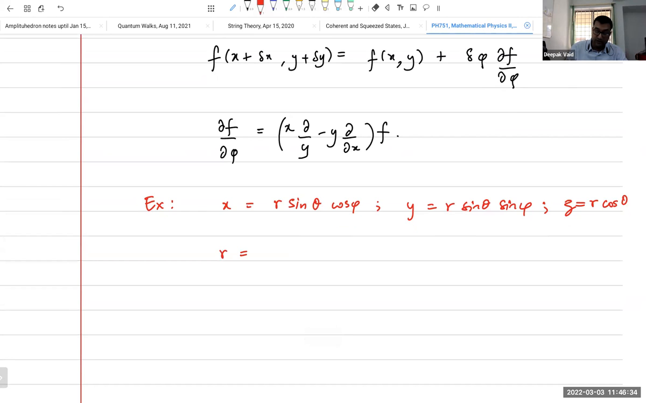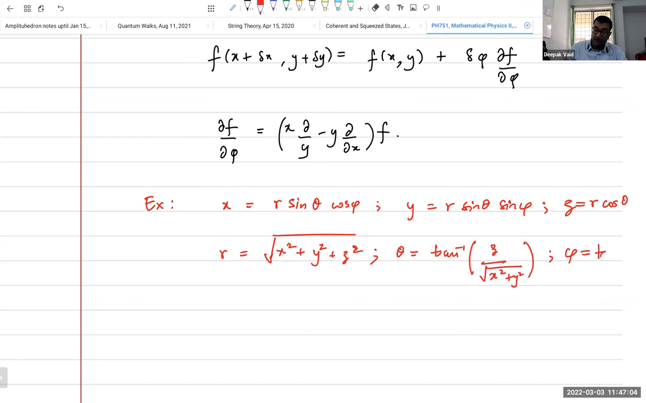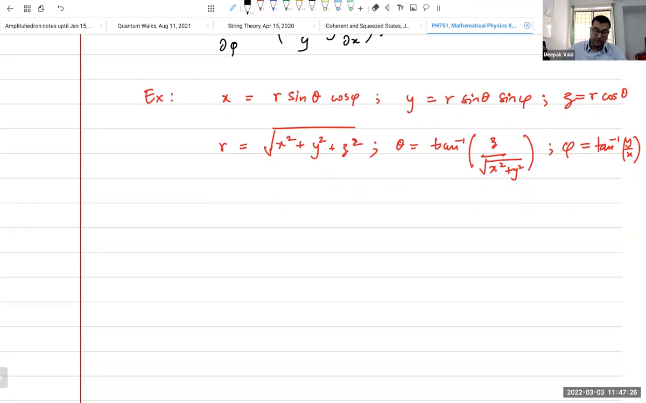And the inverse of this is r equal to the root of x square plus y square plus z square, theta is equal to tan inverse of z divided by root of x square plus y square, and phi is equal to tan inverse of y over x. Right? So this is something that is covered in the first year of BSc, so I hope that this is not something that is unfamiliar to you.